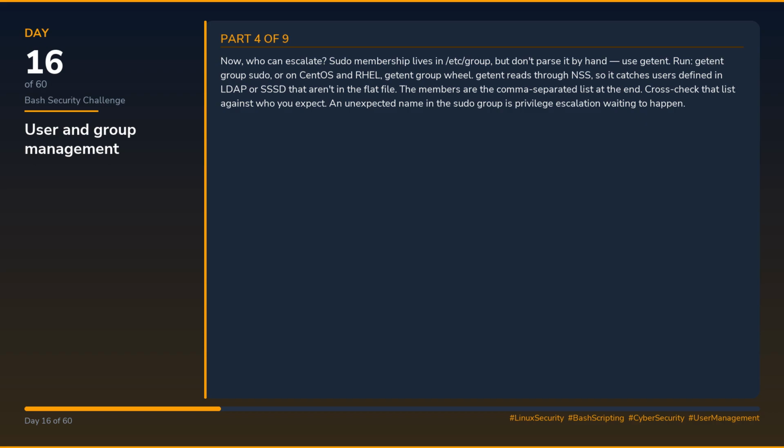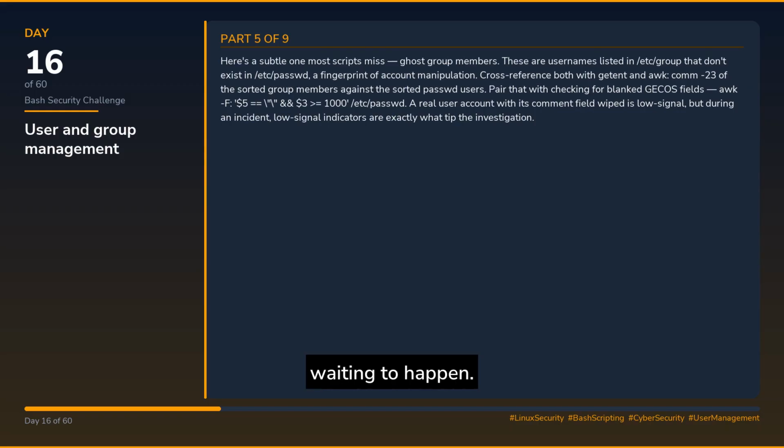Now, who can escalate? Sudo membership lives in /etc/group, but don't parse it by hand, use getent. Run getent group sudo, or on CentOS and RHEL, getent group wheel. Getent reads through NSS, so it catches users defined in LDAP or SSSD that aren't in the flat file. The members are the comma-separated list at the end. Cross-check that list against who you expect. An unexpected name in the sudo group is privilege escalation waiting to happen.